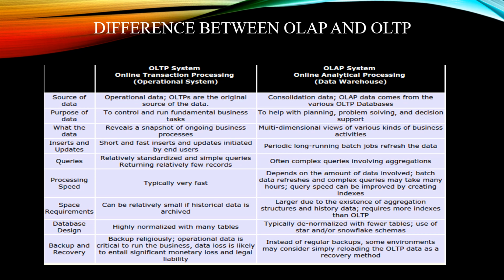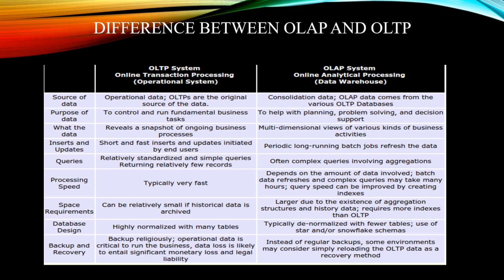What the data reveals: a snapshot of ongoing business processes in OLTP, whereas in OLAP it is multidimensional views of various kinds of business activities. Inserts and updates: short and very fast inserts and updates initiated by the end users in online transaction processing. Periodic long-running batch jobs refresh the data in online analytical processing. Queries: relatively standardized and very simple queries in online transaction processing, whereas in online analytical processing they are often complex queries involving aggregation.